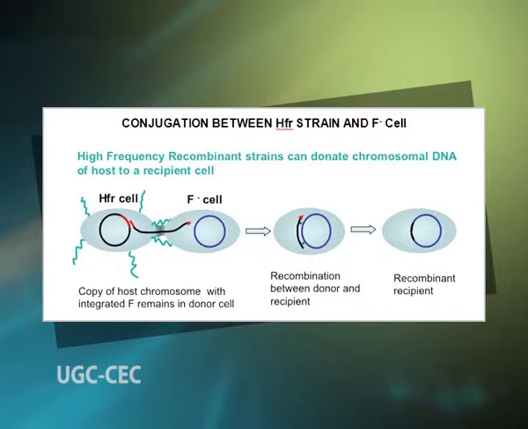In Hfr cells, the plasmid remains integrated with the bacterial chromosome. During conjugation, the Hfr cell transfers the plasmid, or the plasmid with a portion of the bacterial chromosome. The F minus cell receives not only the genes present in the plasmid, but also a set of chromosomal genes, as seen in this figure.